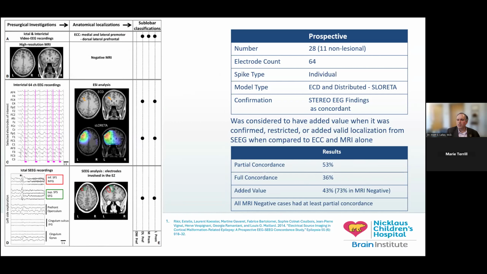So you can see the patients here where we have a negative MRI utilizing the 64-channel EEG recording and averaging, doing some analysis of individual spikes. Here are the equivalent current dipoles, and here is the distributed model. So they placed electrodes in these regions and were able to find similar activities on the stereo EEG as suggestive of being involved in the seizure onset. All the MRI negative cases had at least partial concordance, so 73% of the MRI negative cases noted an added value from the ESI, meaning that it contributed to the recording and to the ultimate outcome.